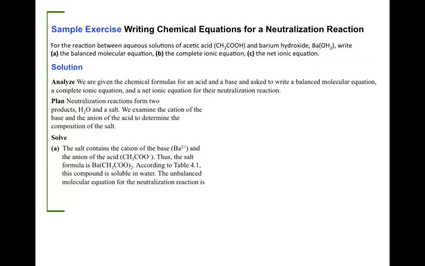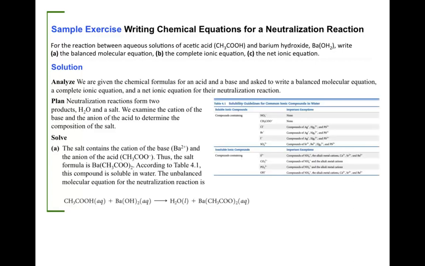The unbalanced molecular equation for the neutralization reaction is the acetic acid plus the barium hydroxide. Here it is written the right way: we have the two outside the parenthesis, producing water. Remember that this water is produced by one OH from here and this hydrogen. And the barium acetate is formed from the acetate anion from here and the barium cation from here.